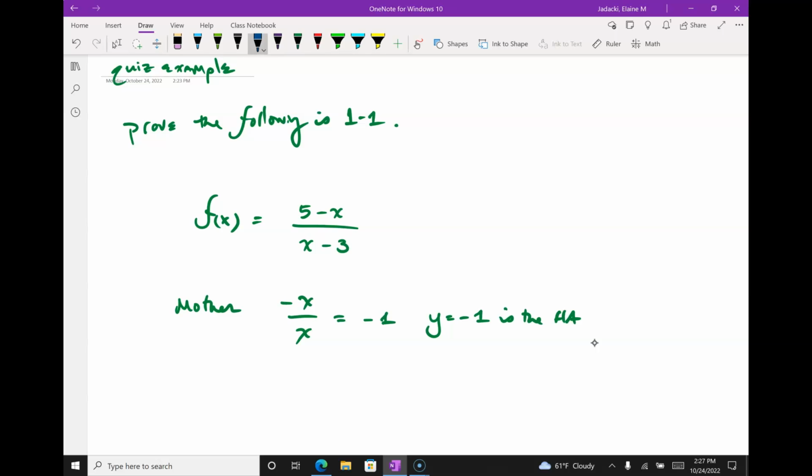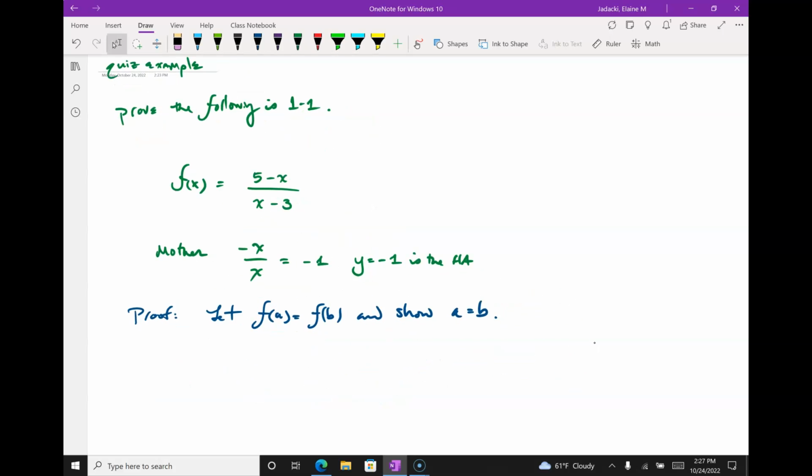So here we go. How do we prove something is one-to-one? Let f of A equal f of B and show A equals B. So it's pretty simple. Just put everywhere there's an x, plug in an A. Set it equal to everywhere there's an x, plug in a B.